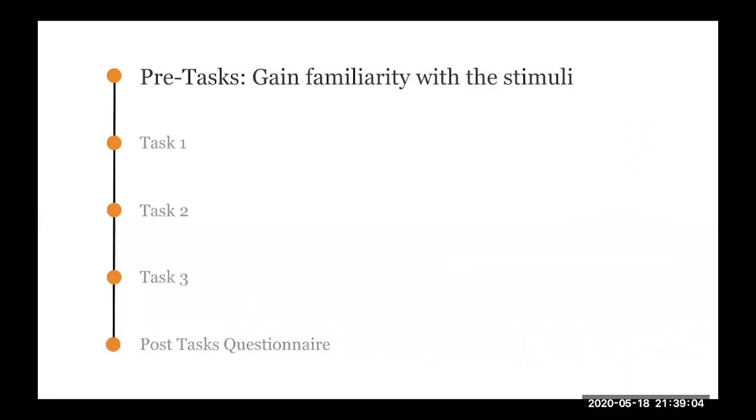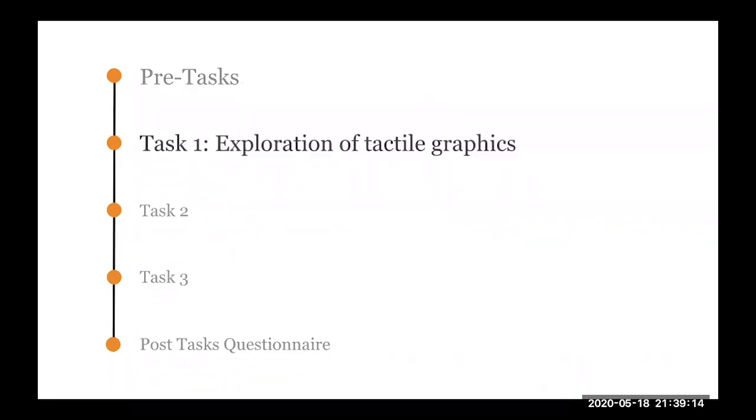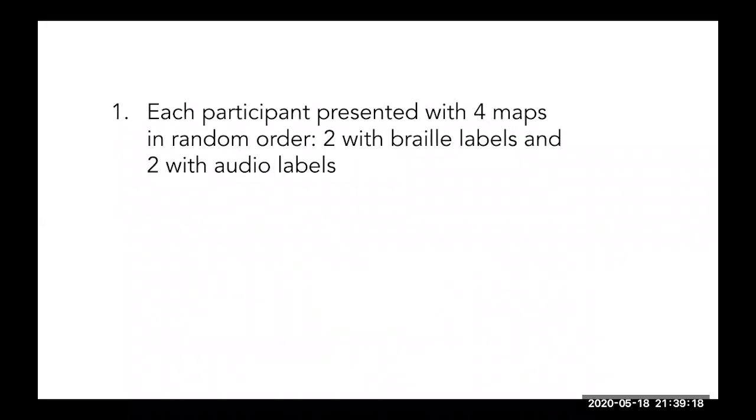So on to the procedure and the tasks. I first had 3 tasks to familiarize the participants with the stimuli, apparatus, labels, etc. Next, we had task 1 for exploration of labeled tactile graphics. This was set up as a within subjects experiment. Each participant was presented with 4 maps in random order, 2 with braille labels and 2 with audio labels.